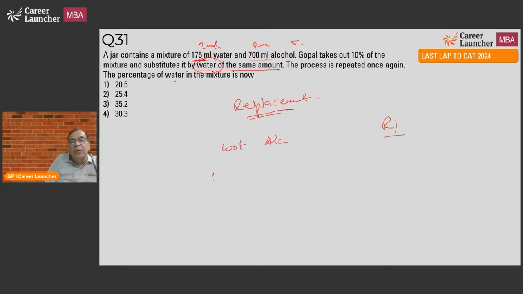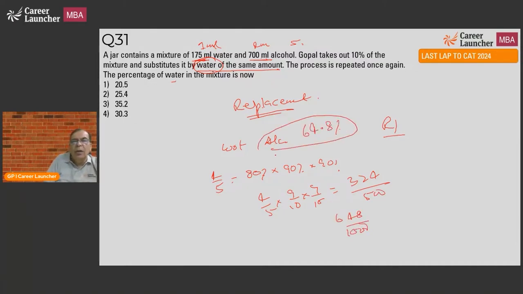Originally alcohol is 4 by 5, or 80%. You take 10% out and do it twice. So alcohol becomes 80% into 90% into 90%, or 4 by 5 into 9 by 10 into 9 by 10. This is the fraction of alcohol. 9 nines are 81, 324 upon 500, which is nothing but 648 upon 1000. So that means this is 64.8% alcohol. If alcohol is 64.8%, water should be 100 minus 64.8. So this is a standard round one replacement formula question. Remember the replacement formula, apply it and move ahead.